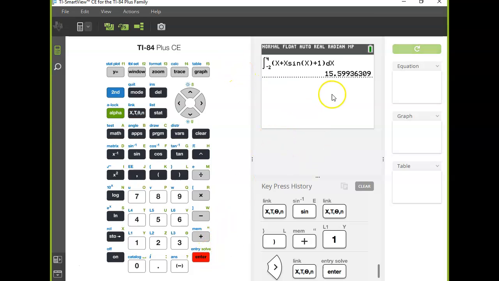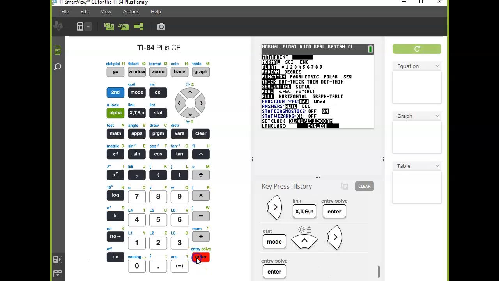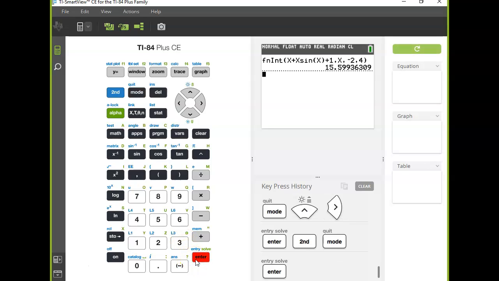Okay. Now, what if you don't have this model, the TI-84? What if you have the TI-83? And what if you can't change the operating system so it looks like this? I can show you. I have to change it. You guys don't have to do this. I just have to go to Classic. And let me hit Enter. And I'll show you how this is typed in.